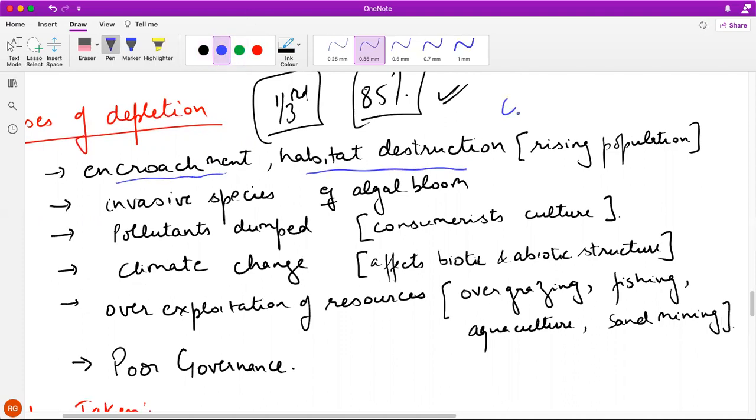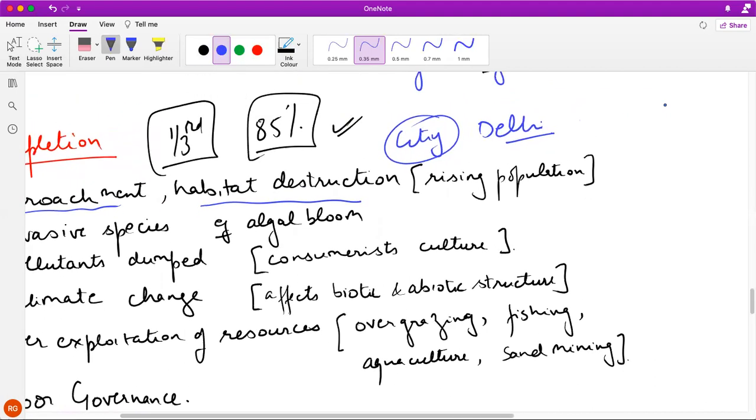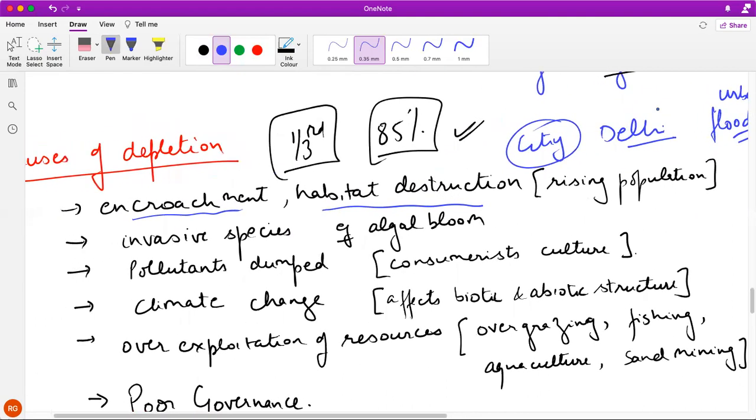In city areas, in Delhi, Bangalore, we hardly find wetlands left, and this is one of the reasons why urban floods are rising. Right. So such cities are becoming vulnerable to disasters.